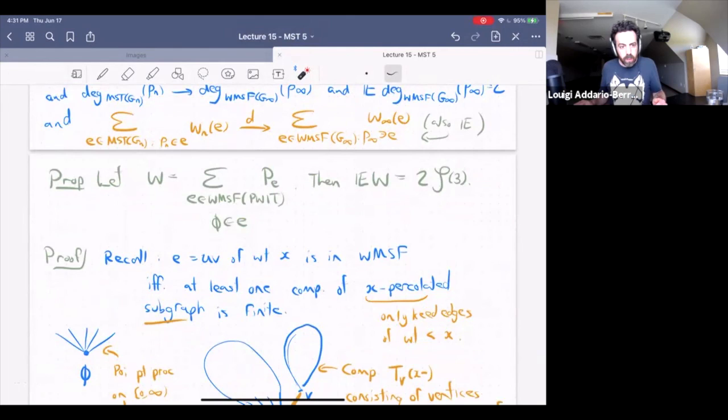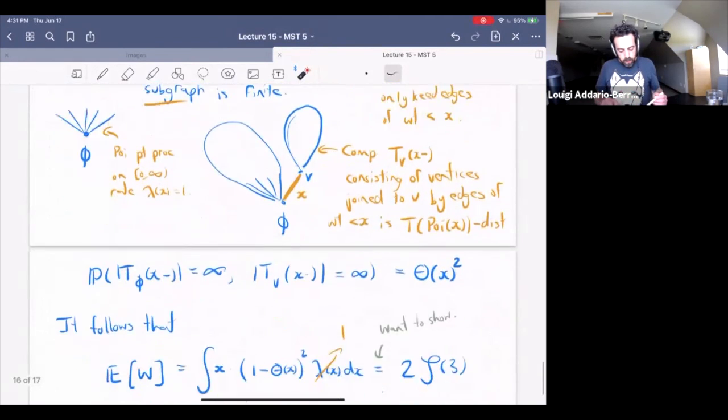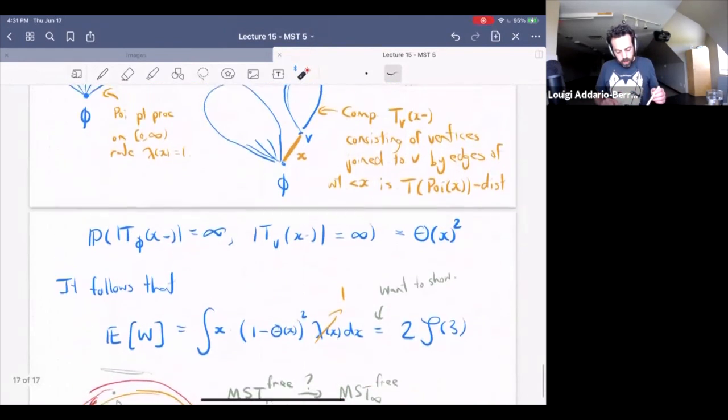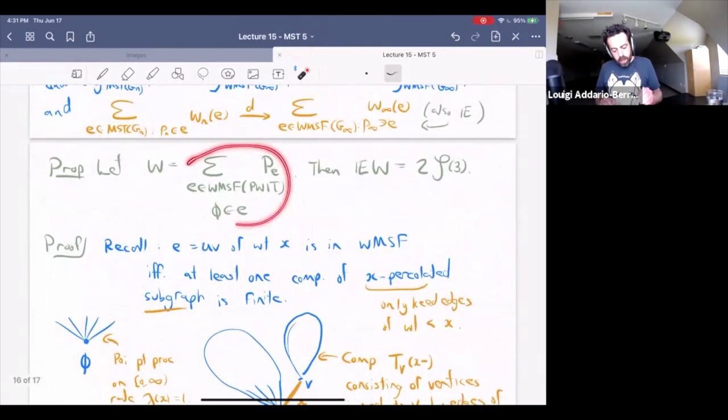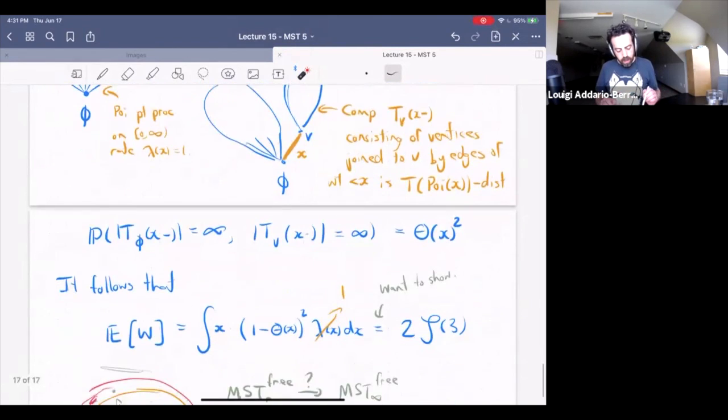You quickly glossed over the sum over the edges. Somehow there's a change between summing over weights less than x and the integral. You mean when I went from, here I have a sum, and here I have an integral for the formula.